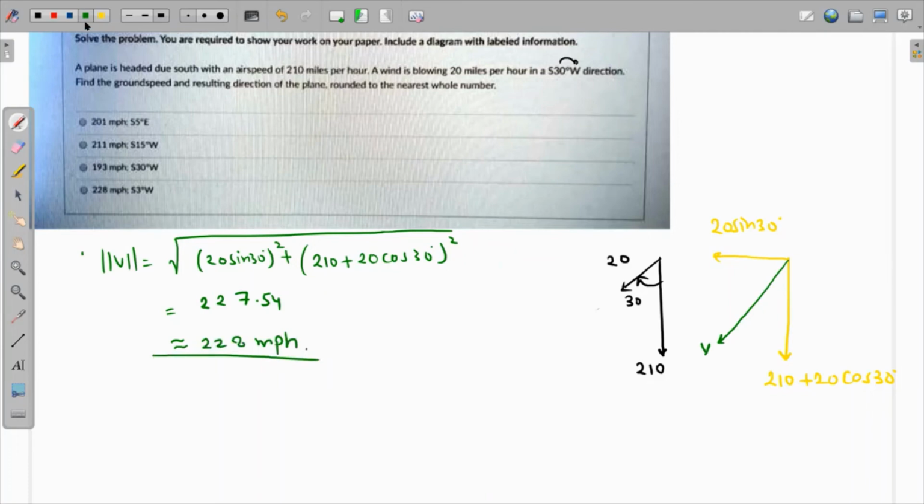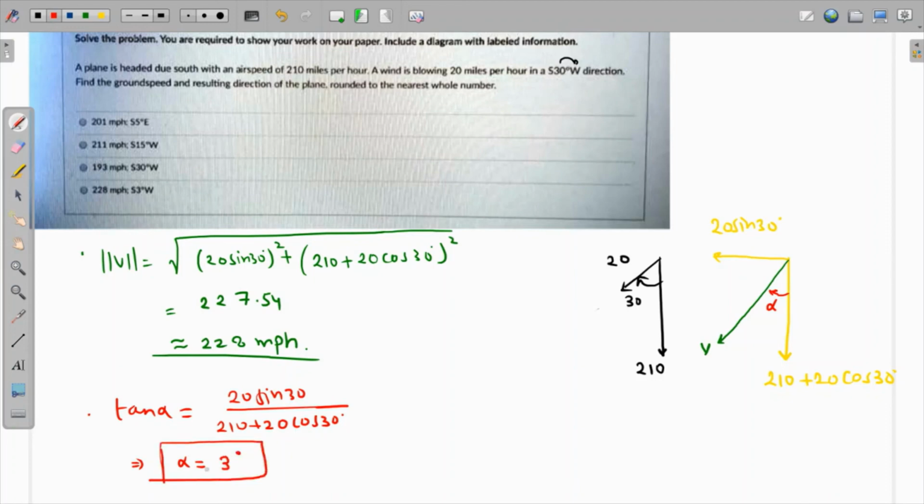And as far as the angle is concerned with respect to south, the angle is this, and this angle can be easily found by writing tan alpha as the opposite, which is the x component, because these two are going to be the same. In this particular triangle, this length and this length are the same. So that's why I write 20 sine of 30 as the opposite over the adjacent. The adjacent in this particular triangle is this length, which is 210 plus 20 cosine of 30. So if I take tan inverse of both sides, I'm getting alpha is close to 3 degrees.